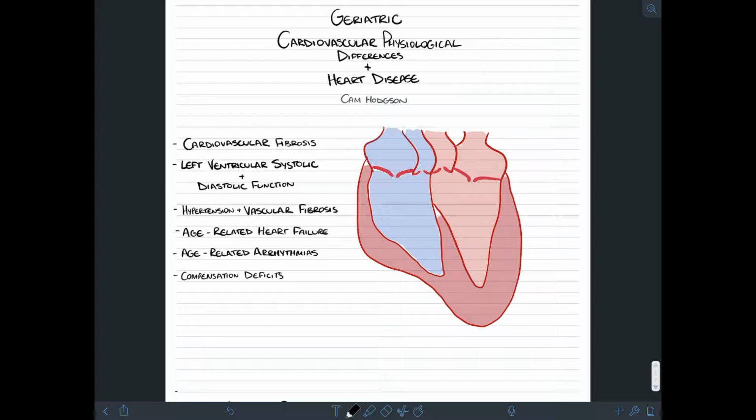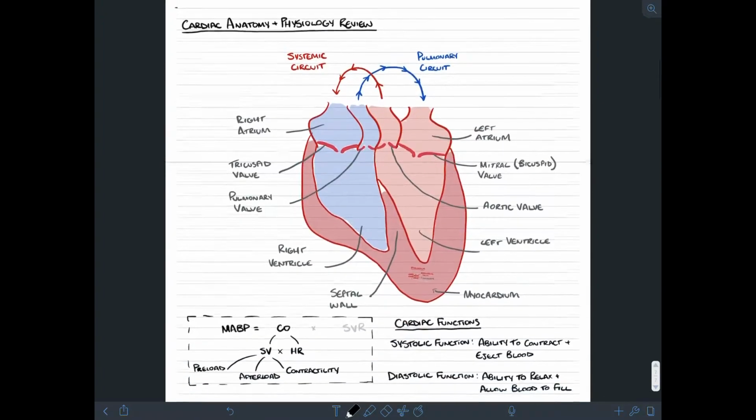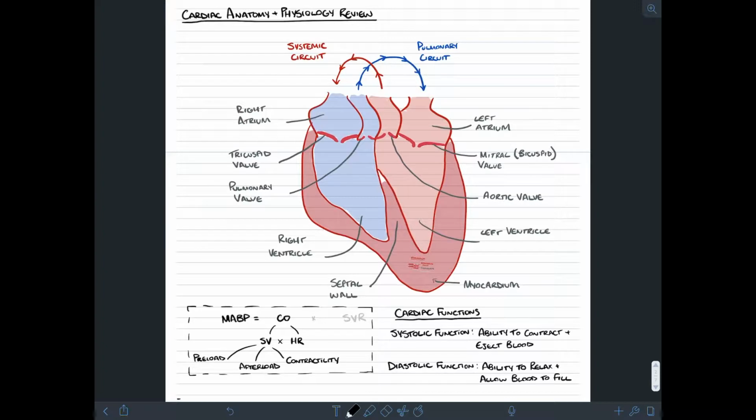Okay, so to begin, we need to go over some anatomy and physiology, just so we are all on the same page. So we know that the heart has two sides. We have the left side and we have the right side. So blood will start, let's just start from the normal side. So we'll start in the right atrium. It'll go through the tricuspid valve into the right ventricle. And this is deoxygenated blood returning from the systemic circuit.